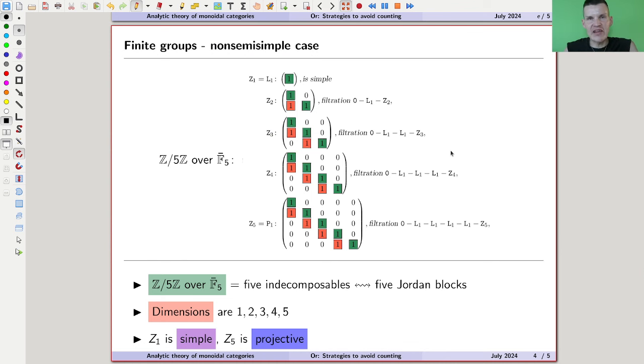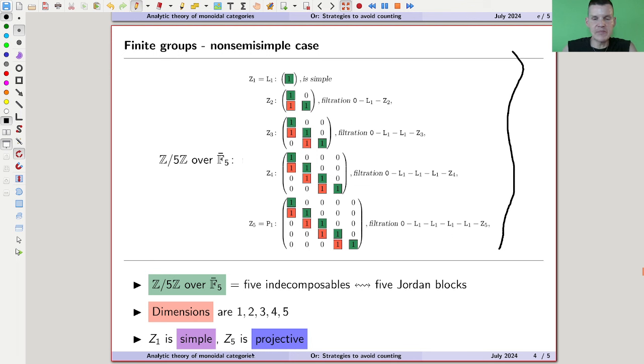So what actually changes if you go to characteristic P, you might ask. You did character theory, characteristic 0, complex numbers. What actually changes? Nothing. Kind of interesting. If you do characteristic P, let's say Z mod 5 over F5, you have 5 indecomposables. They correspond to those little Jordan blocks, and the dimensions of them are 1, 2, 3, 4, 5.